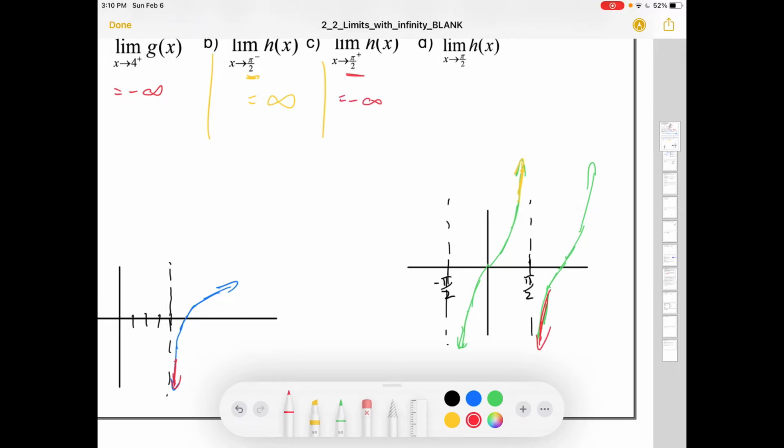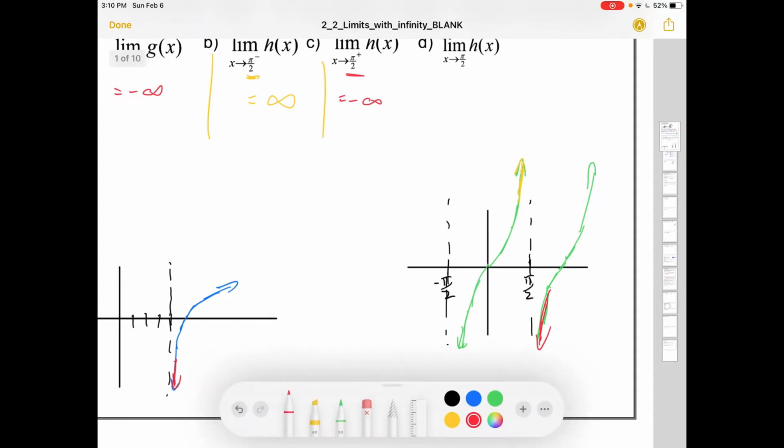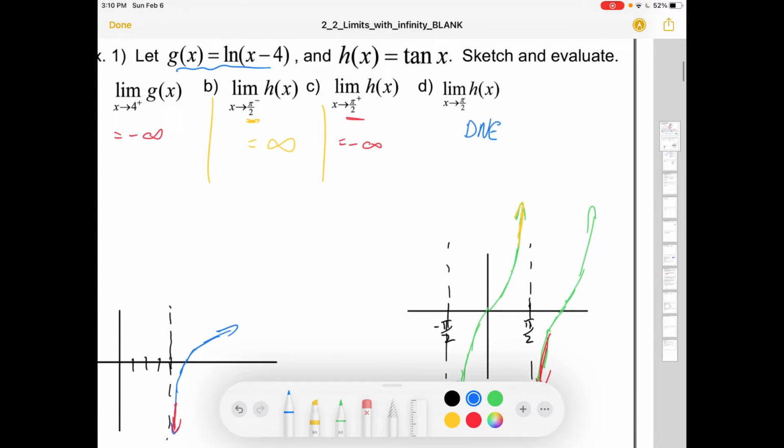Remember, infinity is not a number, though. It's an idea. And the overall limit is different from each side, so we would say that it does not exist. DNE for the overall limit.